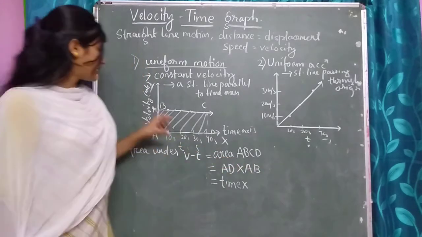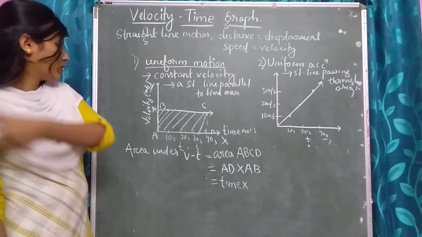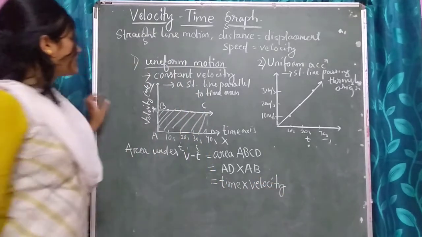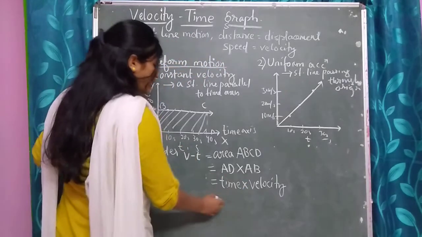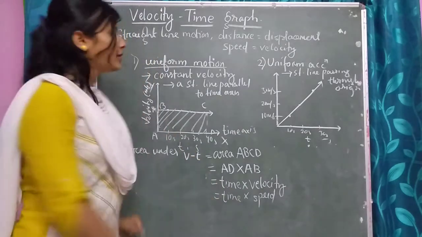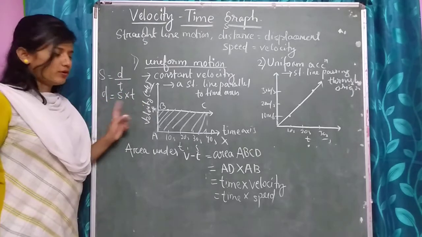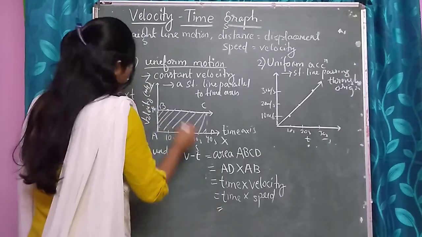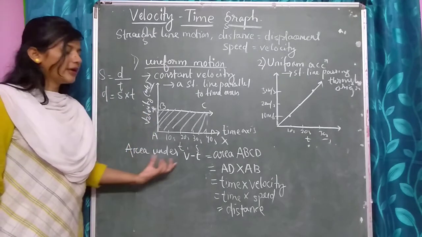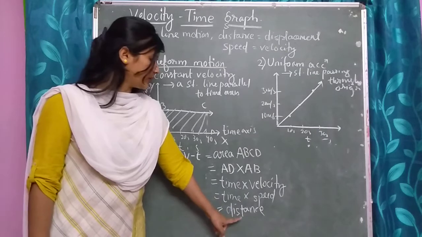And what is AB? AB is the y-axis value, and the y-axis value is our velocity. So time into velocity. Since we are going for a straight line motion, I can write it as time into speed. And what is time into speed? We know speed is equal to distance by time, so distance will be equal to speed into time. So time into speed will give us distance. So we can conclude that the area under the velocity time graph will give us distance.